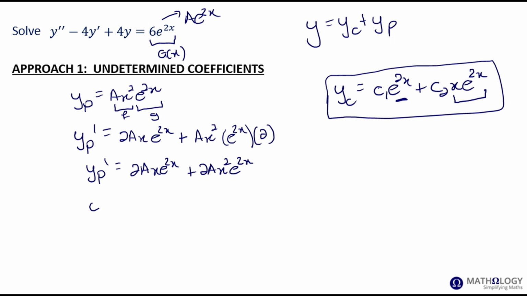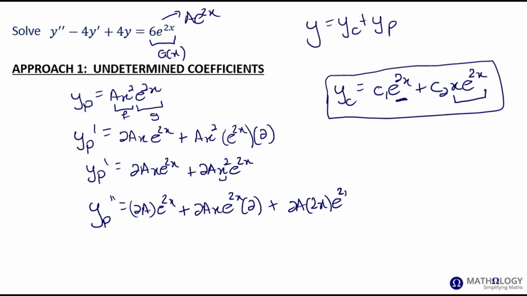Okay, so the second derivative, y double prime: 2a is a constant, so we'll just take that out. The derivative of x is 1 times e to the 2x plus, now x is held constant, so we'll have 2ax, the derivative of e to the 2x is e to the 2x times 2, plus 2a is a constant. The derivative of x squared is 2x, and then we multiply by e to the 2x plus, now 2ax squared is all constant, so 2ax squared, and the derivative of e to the 2x is e to the 2x times 2.